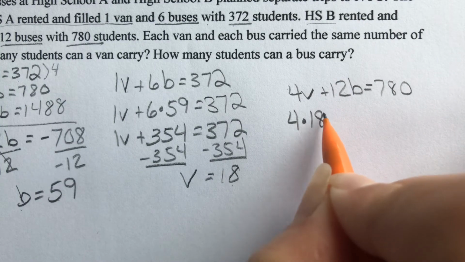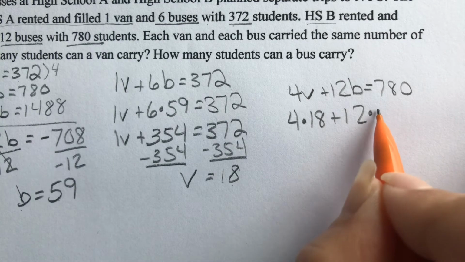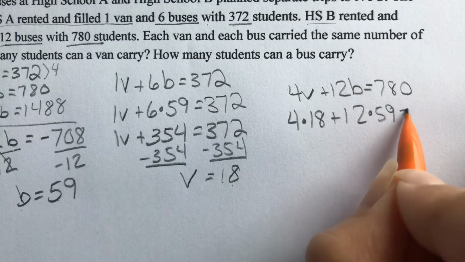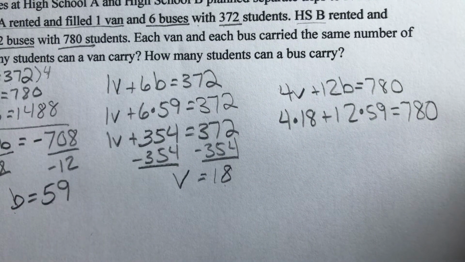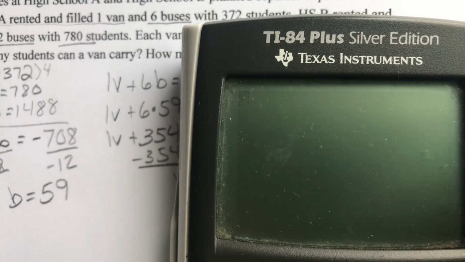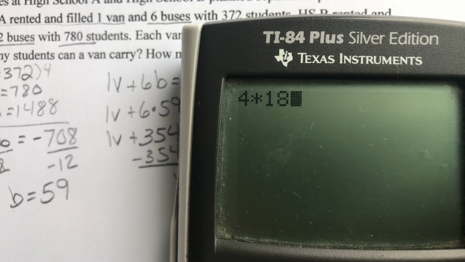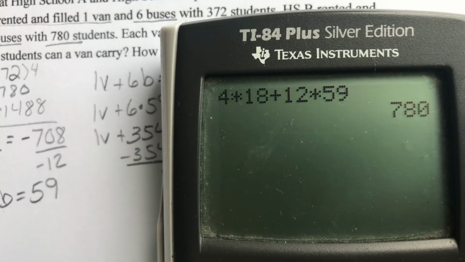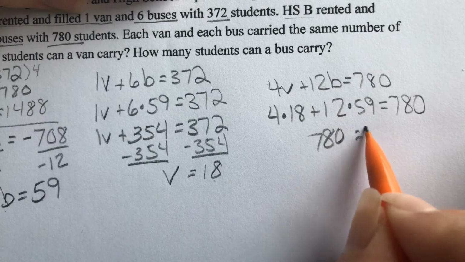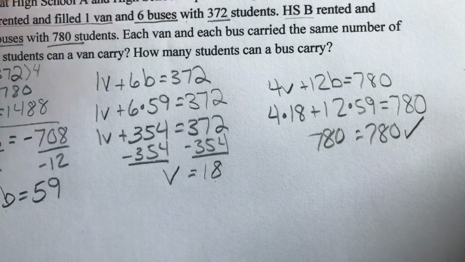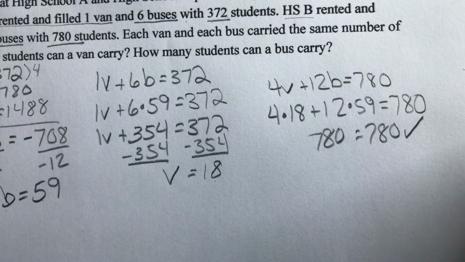Let's see, 4 times 18 plus 12 times 59. We're looking for 780. I'm going to go to my calculator. We're going to keep this simple. So 4 times 18 plus 12 times 59 should give me 780. And it did. Nice job. 780 equals 780. My check worked.